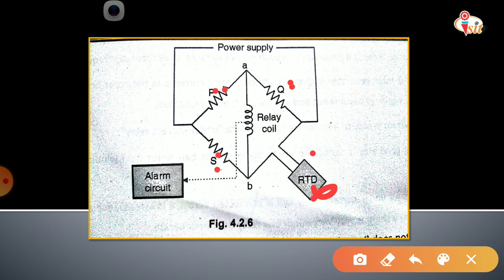Now suppose when the temperature is within the limit, point A and B are at the same potential and the relay coil does not carry any current, that is the bridge is balanced.